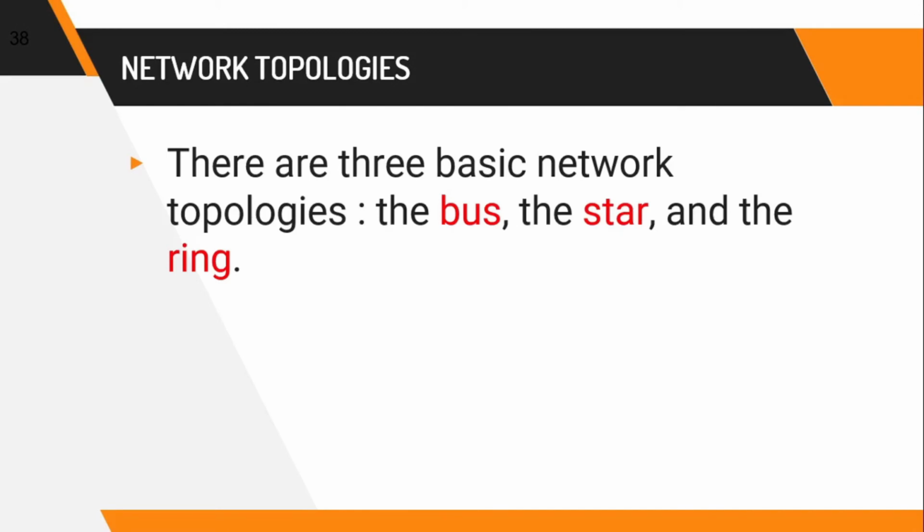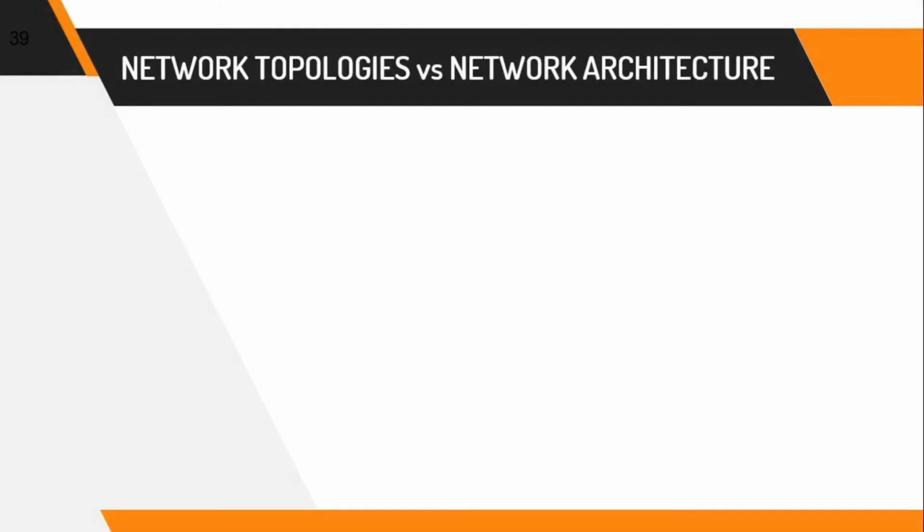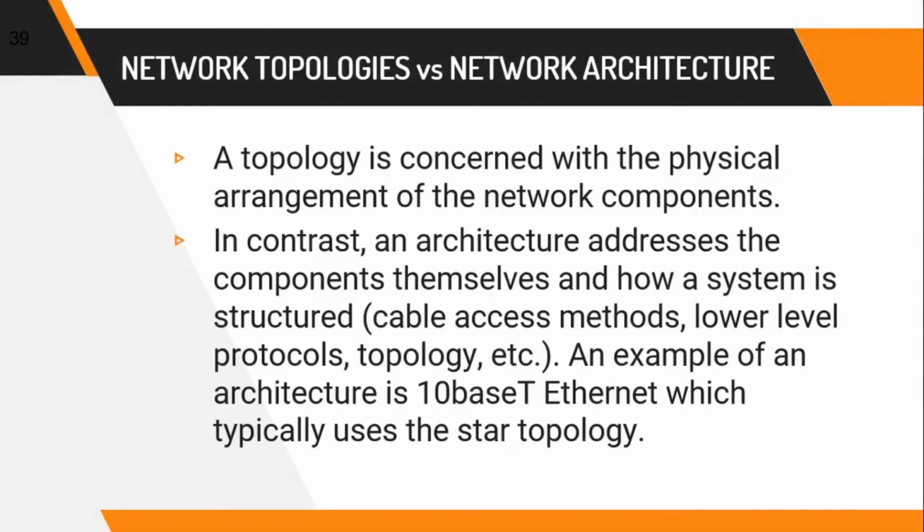There are three basic network topologies. We have the bus, the star, and the ring. It is important to make a distinction between a topology and an architecture. A topology is concerned with the physical arrangement of the network components. In contrast, an architecture addresses the components themselves and how a system is structured in terms of cable access methods, lower-level protocols, topology, and so on.